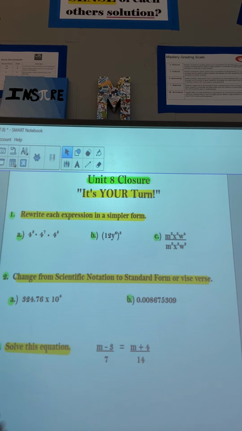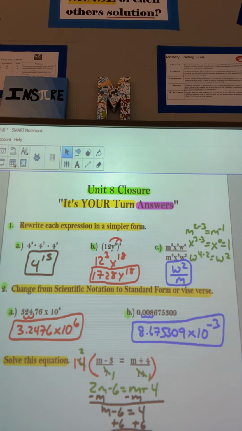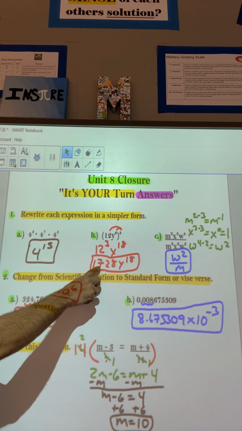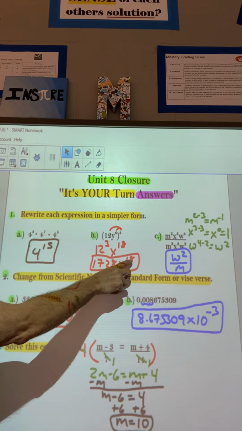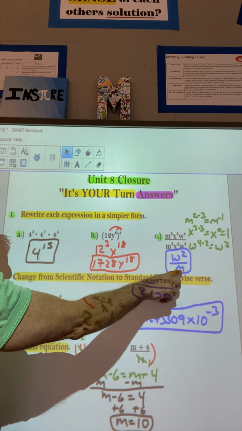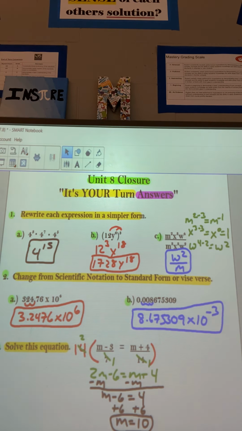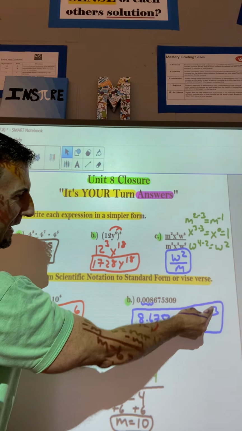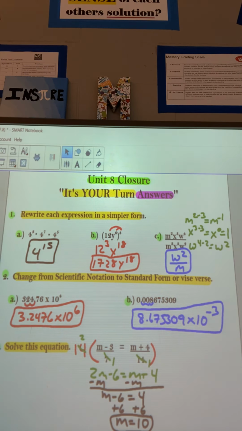Okay, now that you're back, let's check your answers. You should have gotten 4 to the 15th power, 1,728 y to the 18th w over 2 over m, 3.2476 times 10 to the 6th, 8.675309 times 10 to the negative 3. And then when you solve the equation, you should have gotten m equals 10.